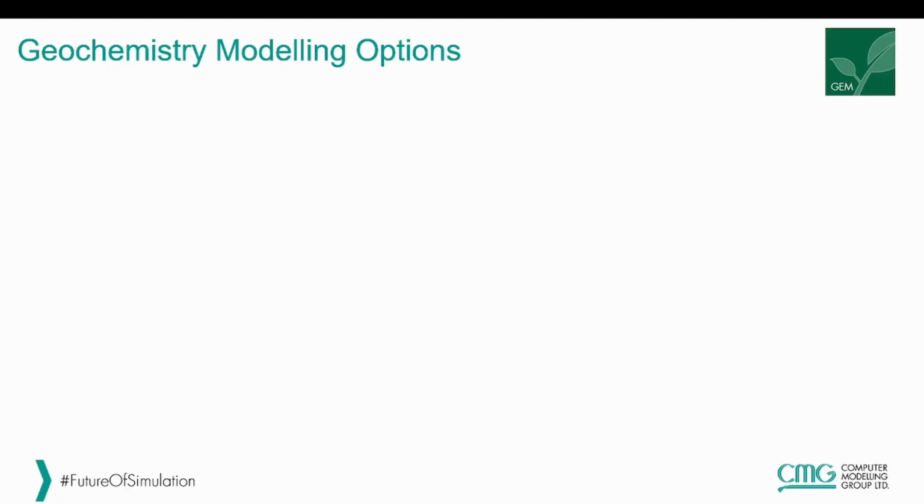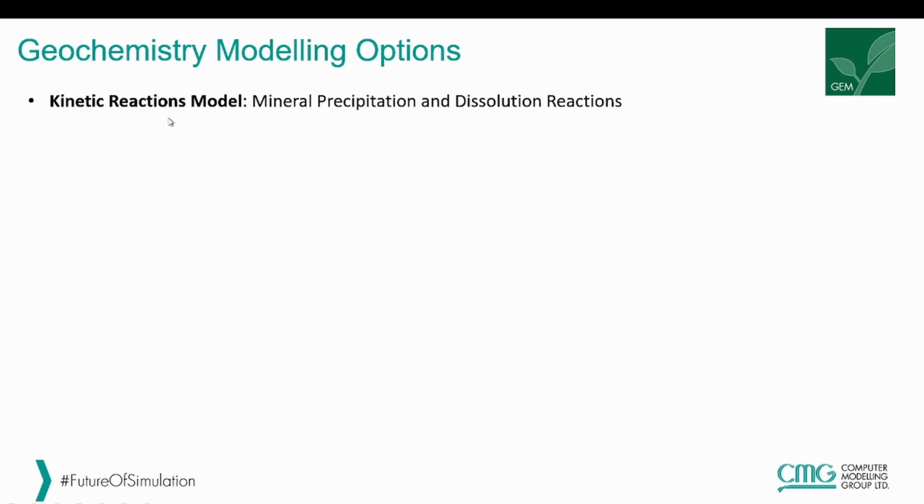So the modeling options that we're going to look into today are built into CMG's fully compositional simulator GEM. GEM has had a kinetic reaction model for a number of years, which is particularly suitable for mineral precipitation and dissolution reactions. In this model, a reaction rate for a mineral reaction is calculated as a function of a number of experimentally derived parameters, particularly the reactive surface area in units of square meter per cubic meter, which characterizes how high is the connection between the area of the mineral and the rest of the aqueous environment. So the higher this parameter, the faster the reaction.